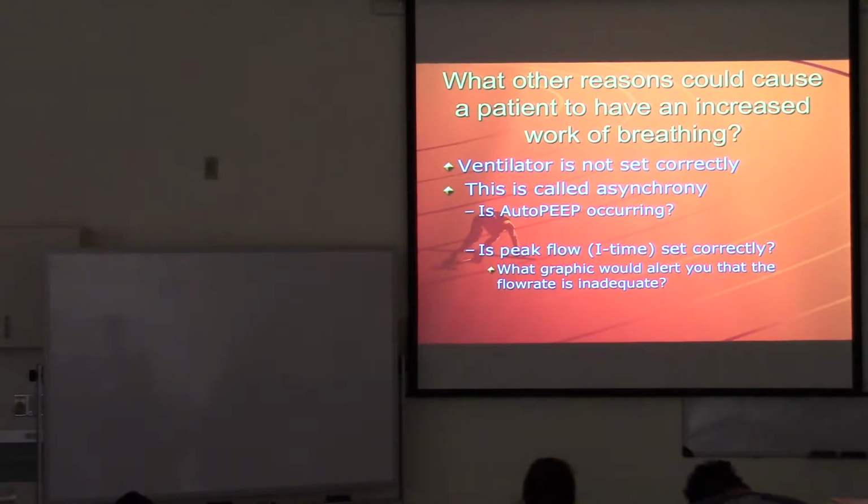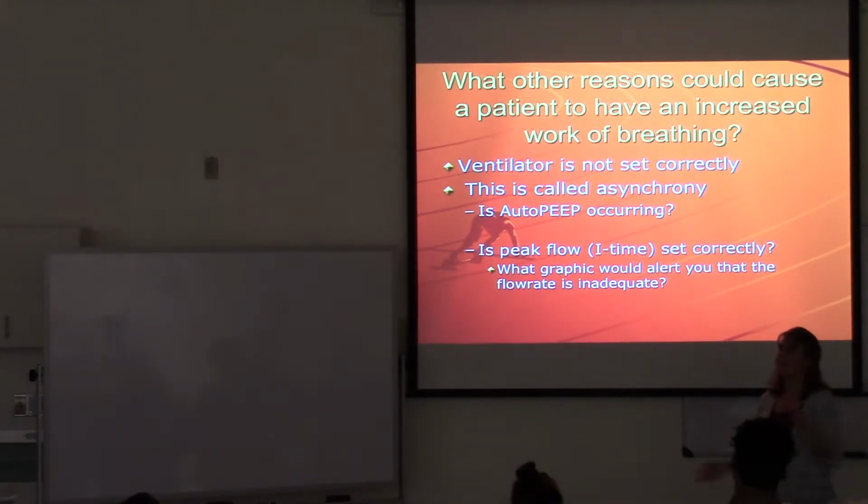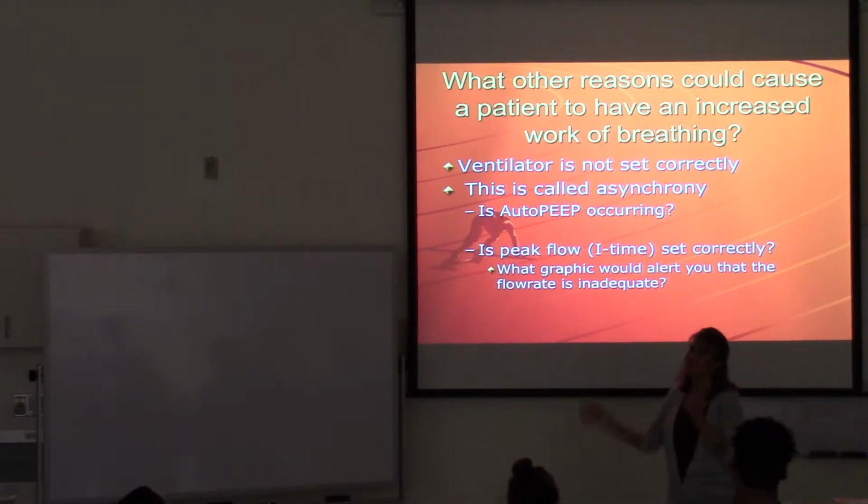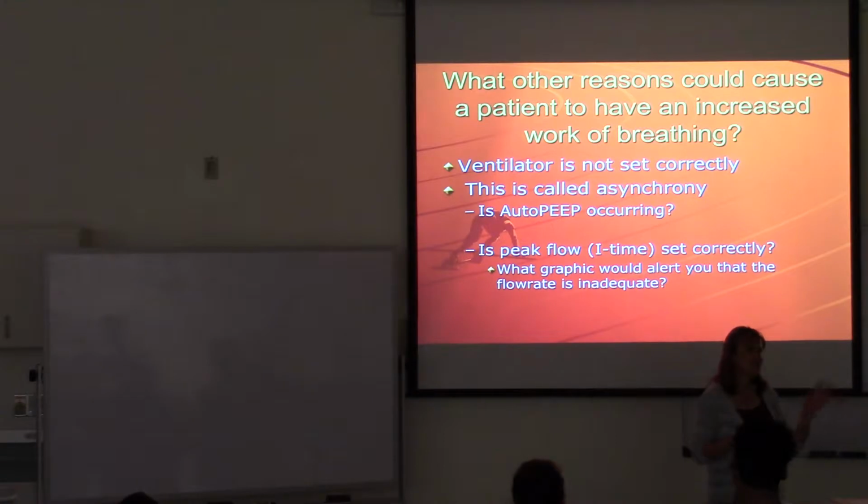Is peak flow or I time set correctly? It kind of goes along with what we just talked about. What graphic would alert you that the flow rate is inadequate? It's probably more for volume modes of ventilation, because in a pressure mode of ventilation, whatever flow rate is needed to reach pressure, you get lots of flow in pressure modes. So that question is more for volume modes of ventilation, so if you want to write that down first.